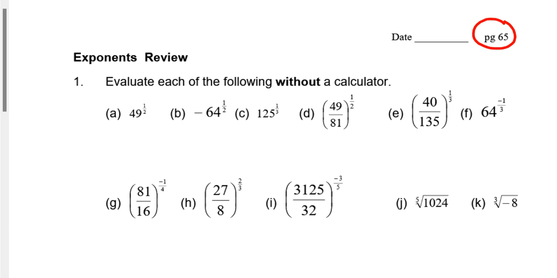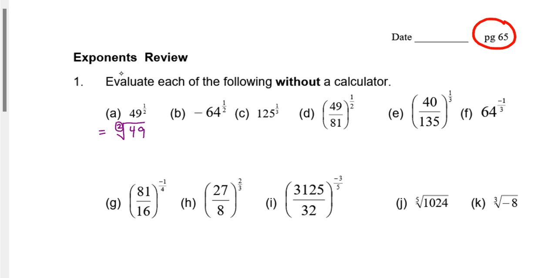Evaluate each of the following without a calculator. So we have 49 to the exponent of a half. To write that in radical form, we would make a root sign, 49, and write a little 2 in the front. Usually, when we take the square root of a number, we don't bother writing that little 2 in the front, but we know it's there. It's standard. So if there's nothing in the front, then we assume it's a 2.